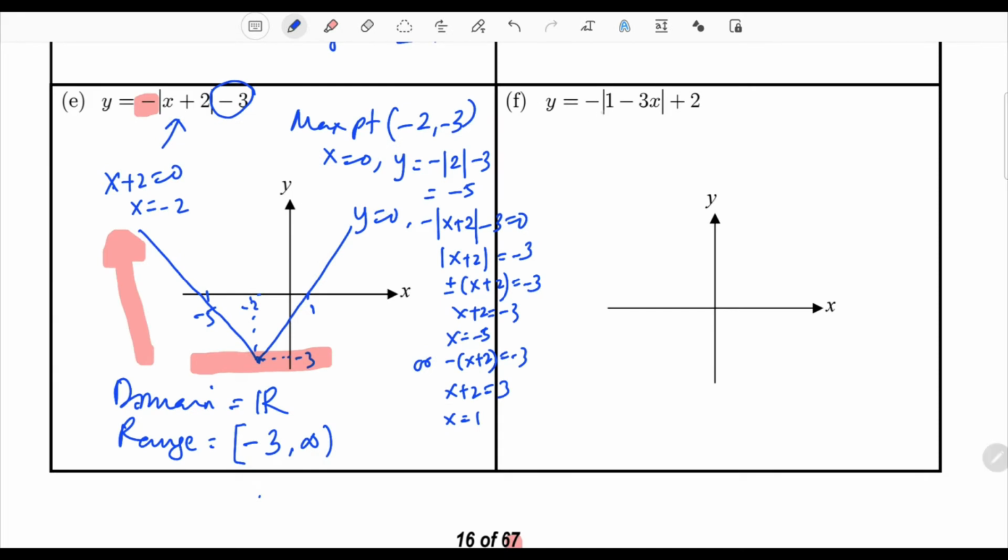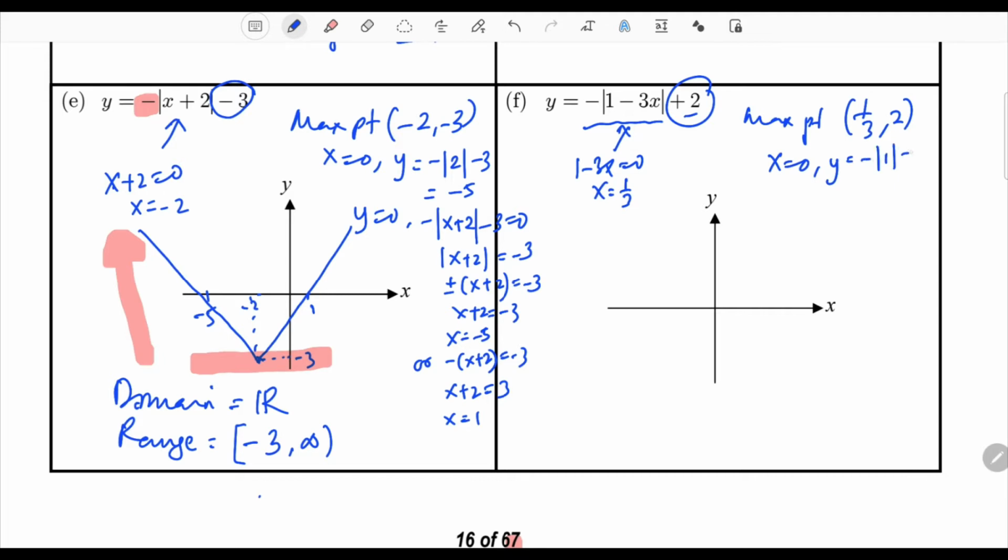Right, F: y equal to negative of modulus 1 minus 3x, plus 2. So 1 minus 3x equal to 0, so x equals to 1 over 3. So we have plus 2 here, so maximum point will be (1/3, 2). Okay, when x is 0, y equal to negative modulus 1 plus 2, so we have 1. When y is 0, we have negative of modulus 1 minus 3x plus 2 equal to 0. So modulus of 1 minus 3x equal to 2.